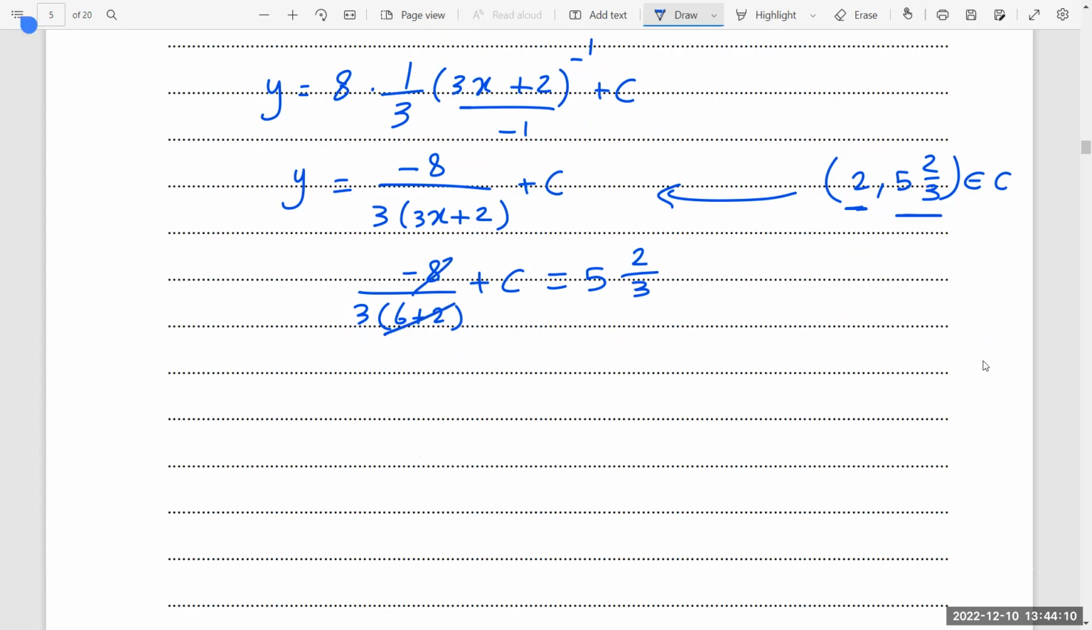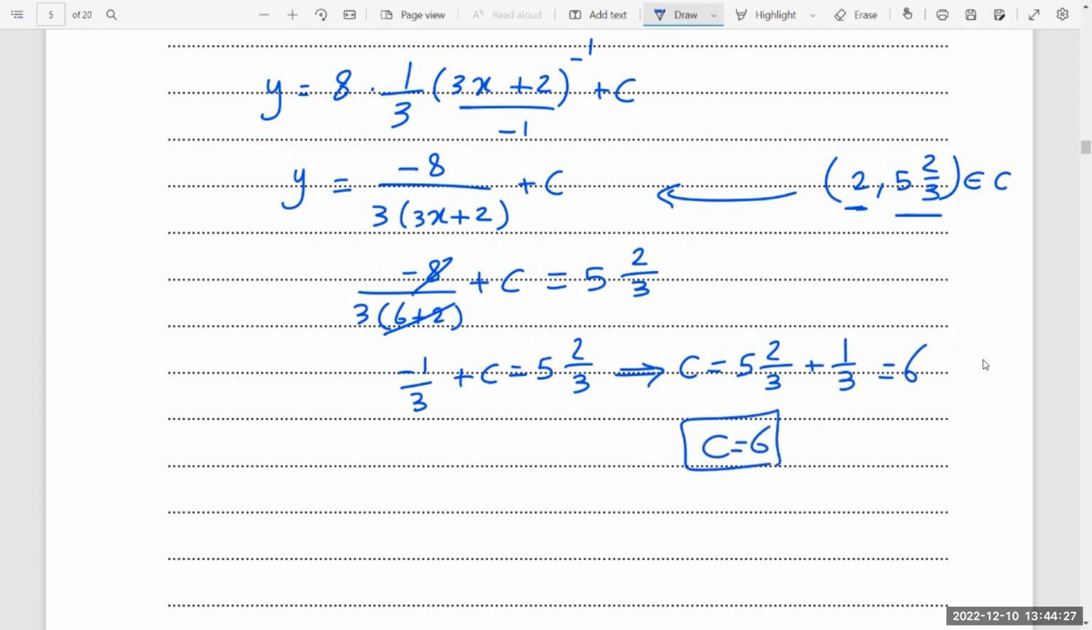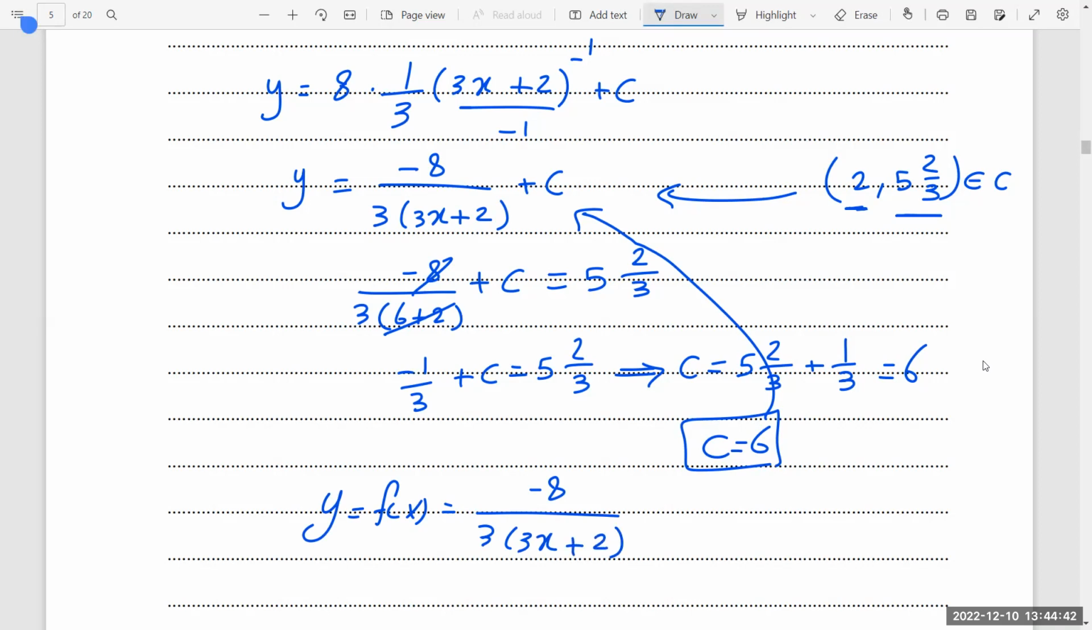You can cancel 8 and 8. So I have negative 1/3 plus c equal to 5 and 2/3, which implies c equals 5 and 2/3 plus 1/3, which gives you 6. So now the constant of integration is 6. If you bring it back in this step, the function y as a function of x is equal to negative 8 over 3 times (3x plus 2), plus 6. And this is the equation of the curve.